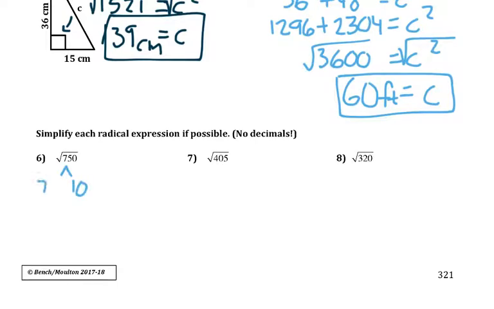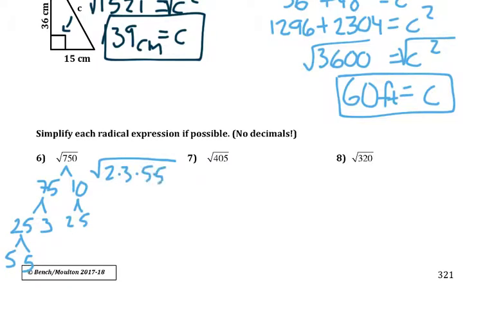So 10 times 75 would be 750. And 10 will factor down to 2 and 5. 75 will factor to 25 and 3. And 25 factors to 5 times 5. So now that we have the prime factorization, we'll put that in our root and see what we can do. So we have 2 times 3 times 5 times 5 times 5.